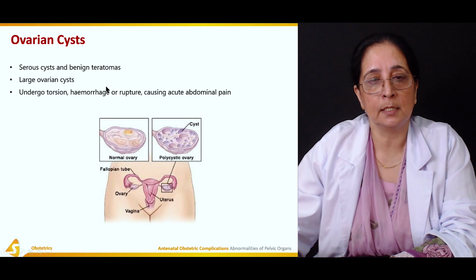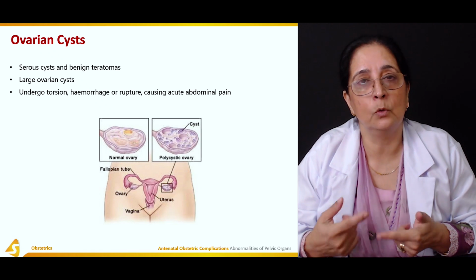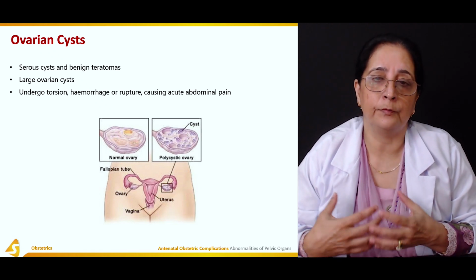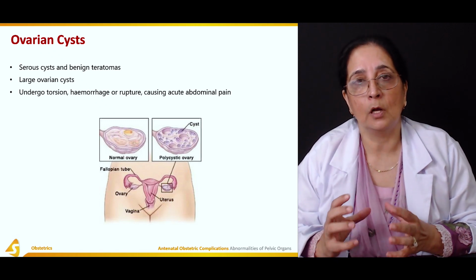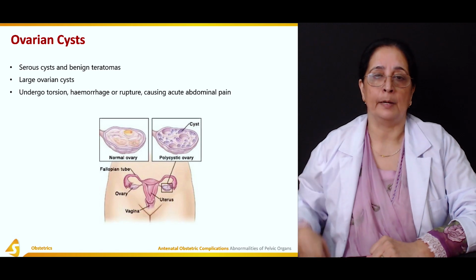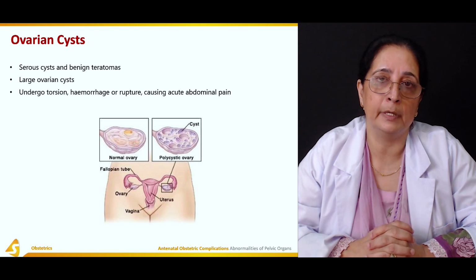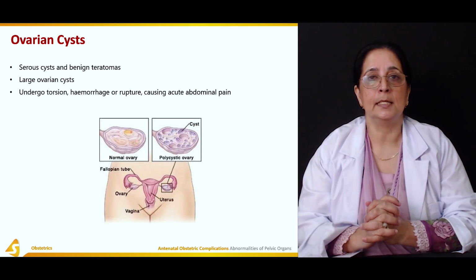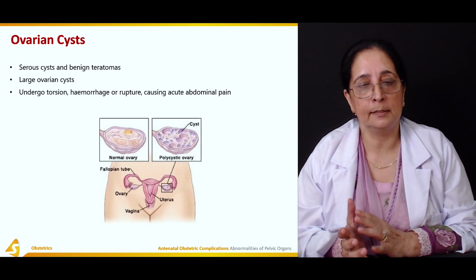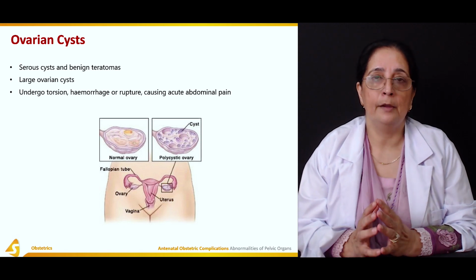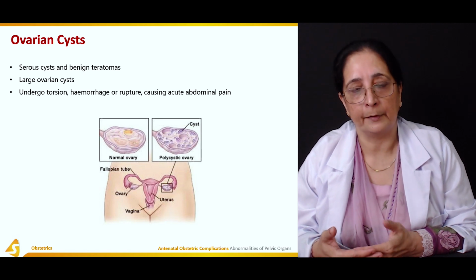Large ovarian cysts can undergo torsion, and as a result of torsion, there is severe abdominal pain because of the lack of blood supply. It can also lead to hemorrhage or rupture and acute abdominal pain. So ovarian cysts are cysts that are filled with fluid, and they can be serous or benign teratomas. If large, they can undergo torsion, rupture, or hemorrhage.